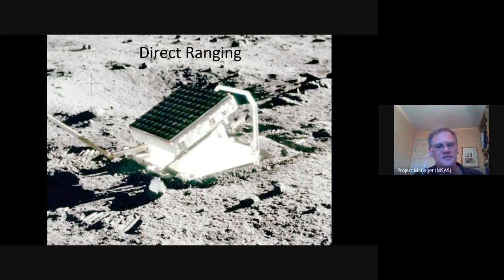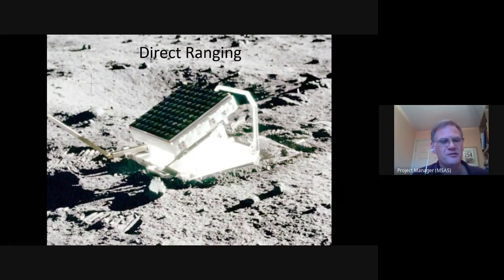Now, of course, these days we have better ways of doing it. We have direct ranging. This is a picture of a reflector array that was put on the Moon by the Apollo astronauts. What we do now is we fire lasers at that, and we measure the return time for the laser beam, and we can work out how far away the Moon is. We can do it very precisely. So we know from measurements like this that the Moon is actually moving away from us at a rate of about 3.8 centimeters a year.